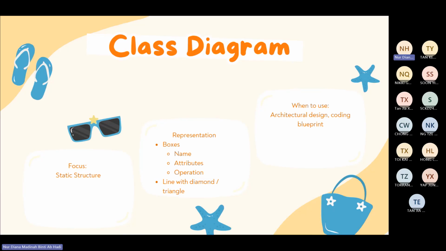Either a triangle arrow or a diamond arrow. Each of the arrows represents a different meaning. So based on the arrows, you can implement it through your code, whether it is inherits, implements, abstractions, or whatever type of classes. Your classes either inherit or not, implement or not, override or not, or a single-way aggregation or what. So we use it when we want to have an architectural design as a blueprint for your coding.